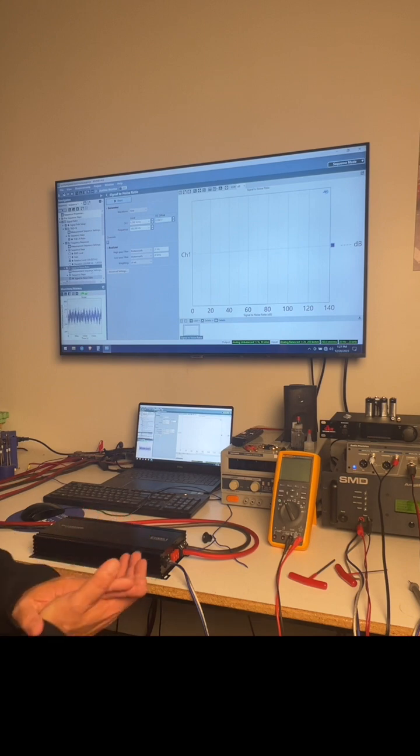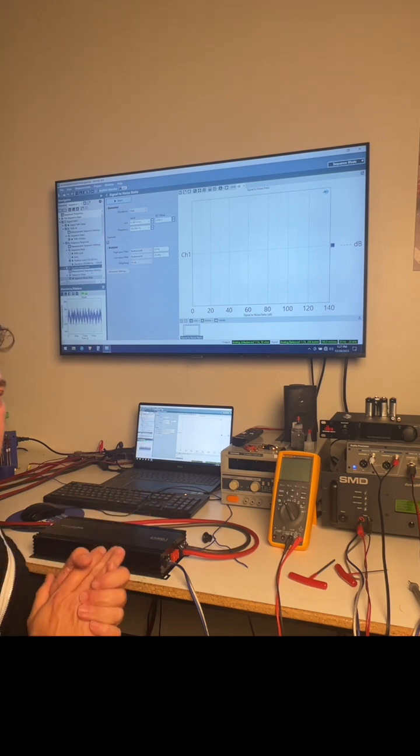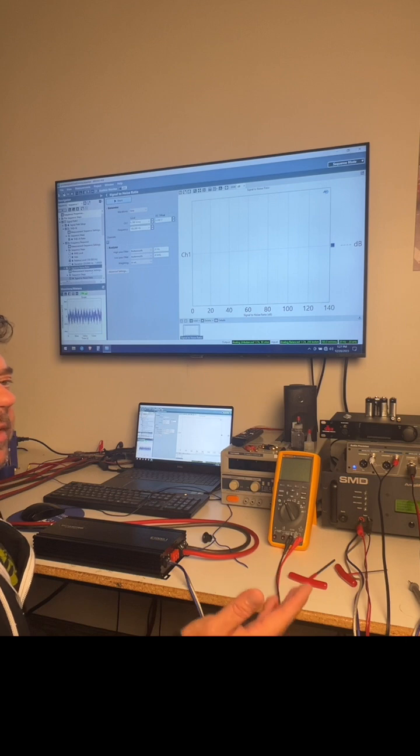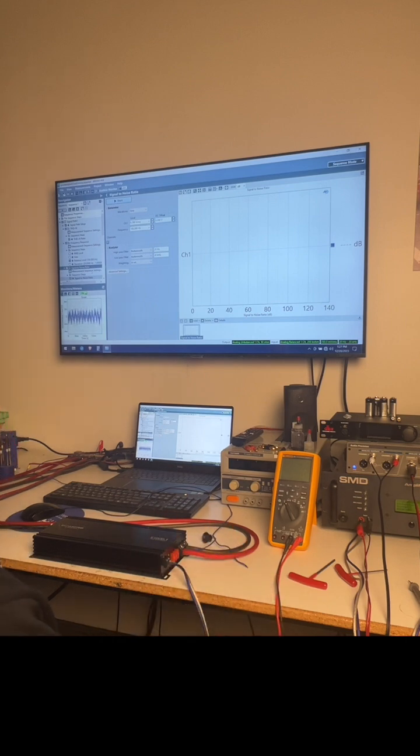A good number is probably somewhere over 90, because most head units, source units, are going to have at least 90 or so. If your amplifier is worse than that, it's going to be adding noise to the system. So let's look for that.